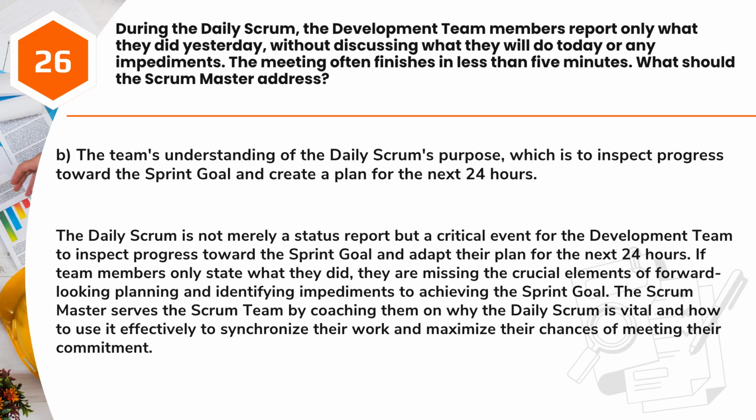Answer: B. The team's understanding of the Daily Scrum's purpose, which is to inspect progress toward the sprint goal and create a plan for the next 24 hours. The Daily Scrum is not merely a status report but a critical event for the development team to inspect progress toward the sprint goal and adapt their plan for the next 24 hours. If team members only state what they did, they are missing the crucial elements of forward-looking planning and identifying impediments to achieving the sprint goal.